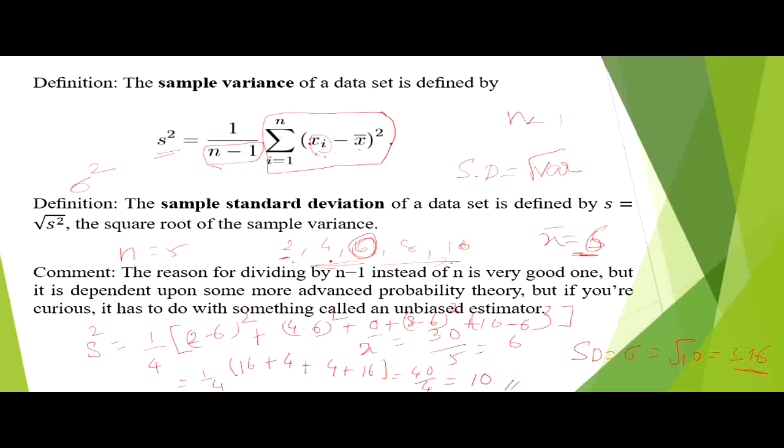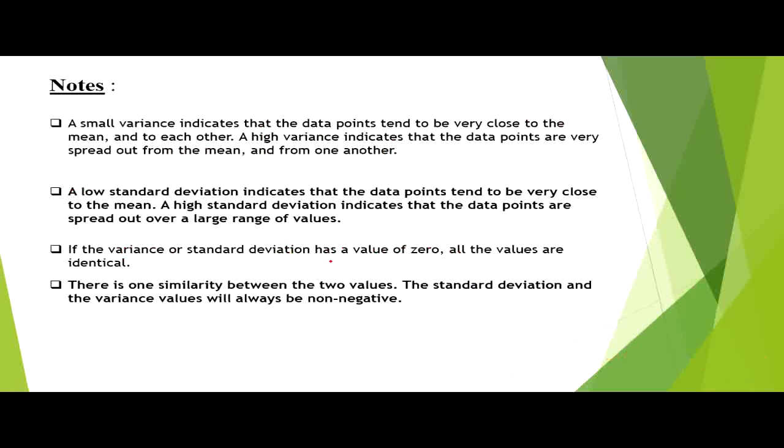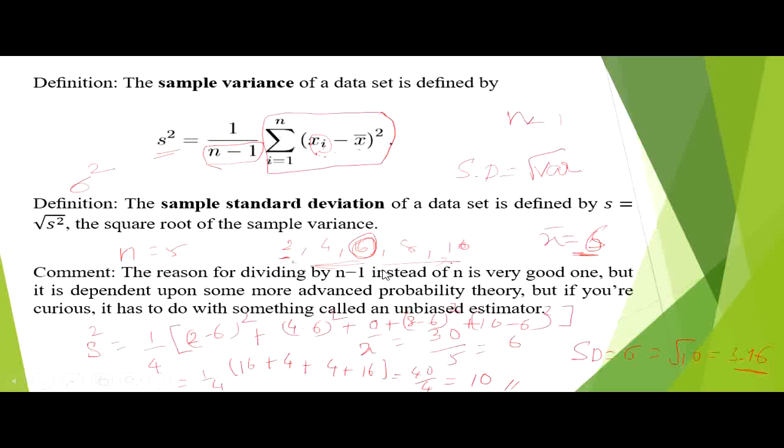Okay, some information about the mean and variance. A small variance indicates that the data points tend to be very close to the mean and to each other. High variance indicates that the data points are very spread out from the mean. Here, in the previous example, they are not very close. If you find all data are 5.9, 5.6, 5.8, then you know that the data is very close to the mean. But here the data is spread out, so the variance is very high, which is 10.